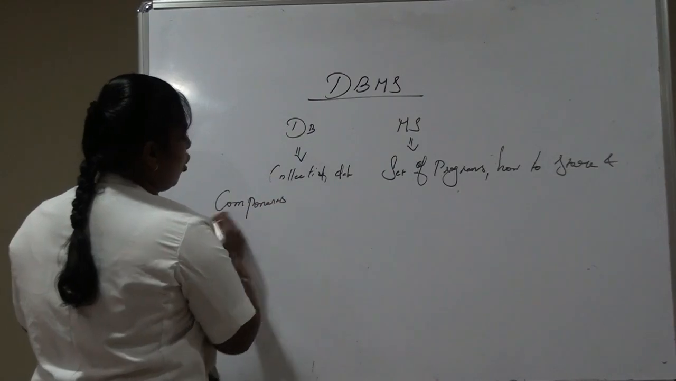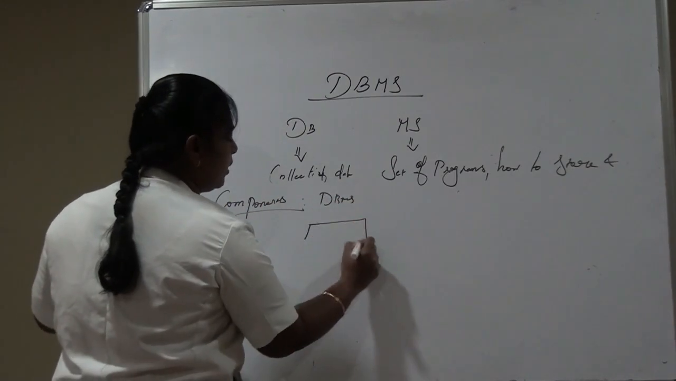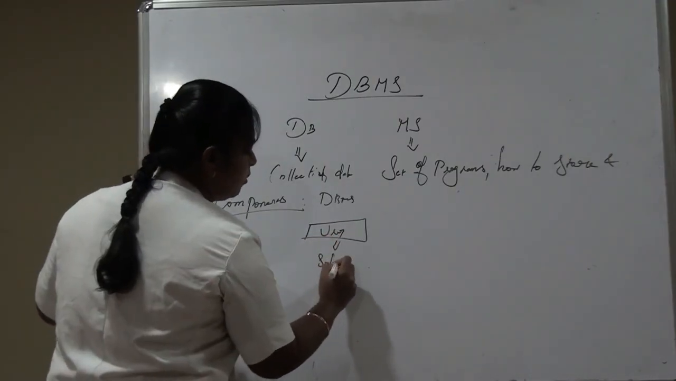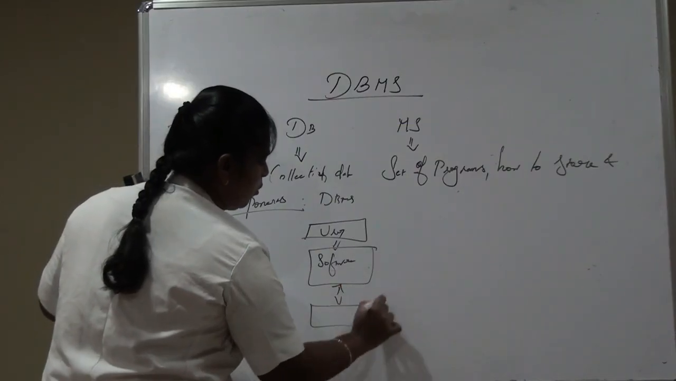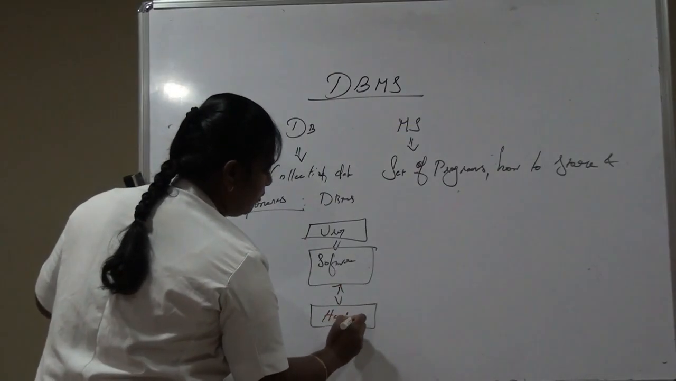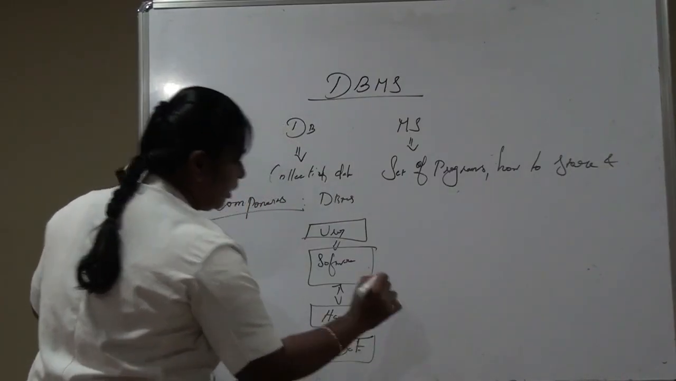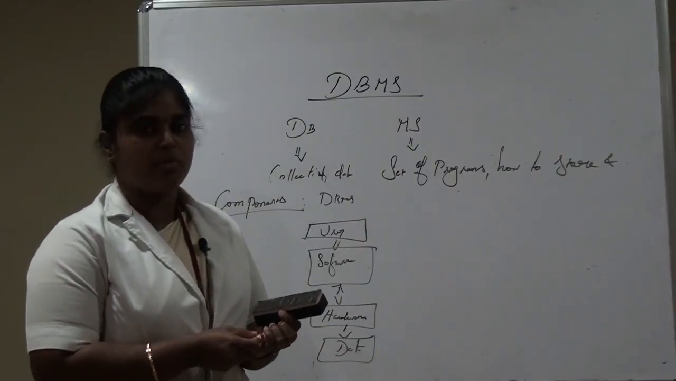At the same time, what are the components of a DBMS? These are the following components we have to follow for this DBMS. The first one represents the user. Next one, software. Next, connectivity goes to hardware. Then finally, we have to take the data. This is the normal flow structure for the corresponding components of a database management system.